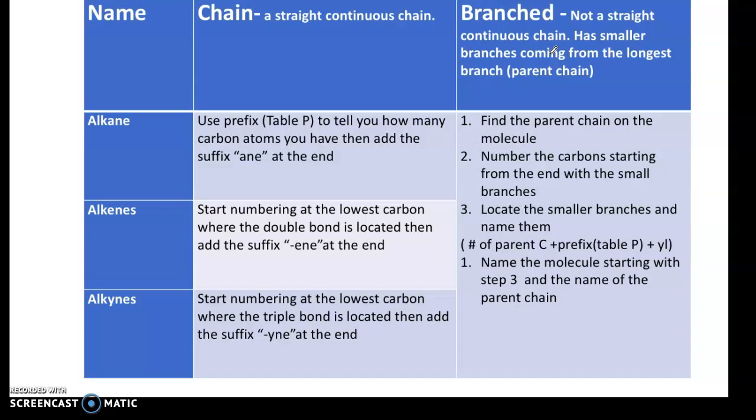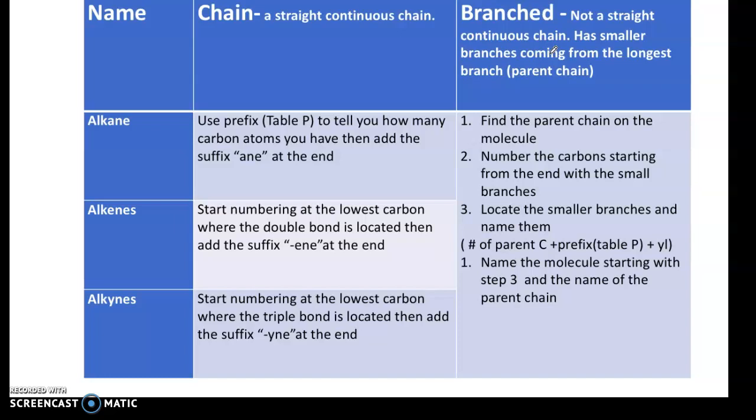So first we need to find the parent chain. We need to name that parent chain. Then we need to locate the smaller branches. Now, to name the smaller branches, we're going to start like we did for the main chain. We're still going to find out how many carbons it has. But now, instead of it ending with an A and E or E and E or Y and E, it's going to end in YL because it's not a chain, it's a branch. And then we're going to find out what carbon it's located on and combine each step.